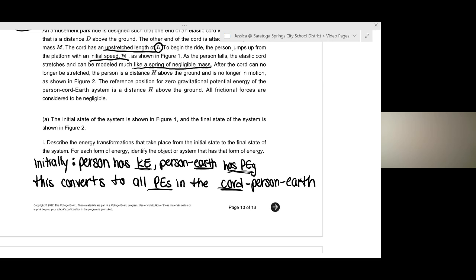Next, derive an expression for the spring constant of the cord in terms of d, L, h, v0, m, and physical constants as appropriate. So that could be g. All right, so we are going to use conservation of energy to do this. So we're starting off with kinetic energy and gravitational potential energy, and that's all converting to spring potential energy. So the kinetic energy is probably the easiest equation to fill in here, because remember, kinetic energy is just 1/2 mv squared, but in this case, we're using v0.